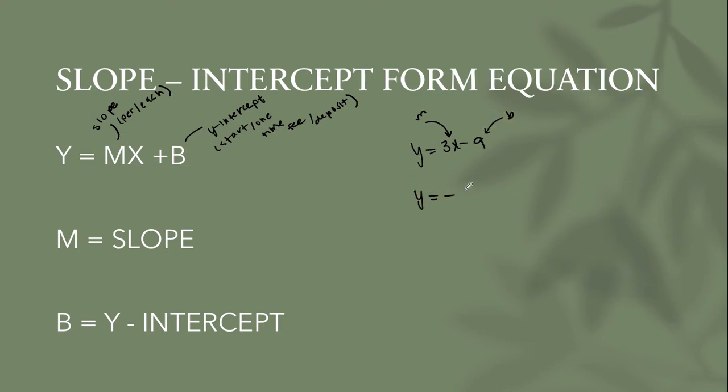If I wrote it like this, is that different? No, negative 9 is still the y-intercept. Positive 3 is still the slope, right? The slope is always multiplied to the independent variable in slope-intercept form.